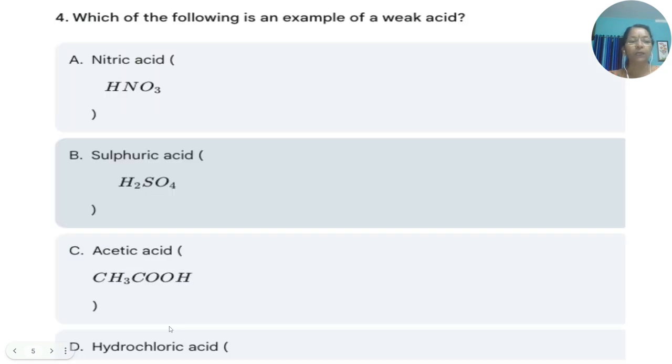Okay. Next question, which of the following is an example of a weak acid? Nitric acid, sulfuric acid, acetic acid, hydrochloric acid. We know all except acetic acid are strong acids. The answer is C, acetic acid. Option C.